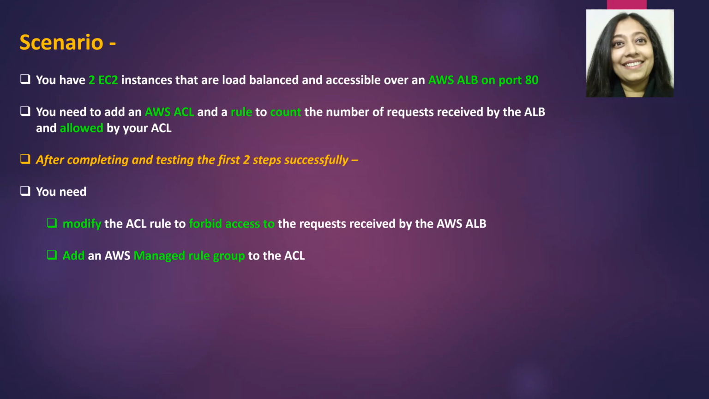Scenario for our tutorial today. You have two EC2 instances, and this can be any type of EC2 instance. It could be T2 Micro with Linux. That's typically what I use. And these two EC2 instances are load balanced and accessible over an AWS application load balancer on port 80.